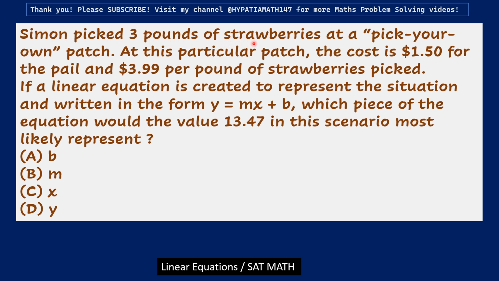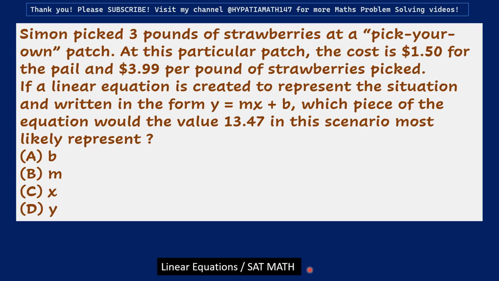Simon picked 3 pounds of strawberries at a pick your own patch. At this particular patch, the cost is $1.50 for the pail and $3.99 per pound of strawberries picked. If a linear equation is created to represent the situation and written in the form y equals mx plus b, which piece of the equation would the value 13.47 in this scenario most likely represent?